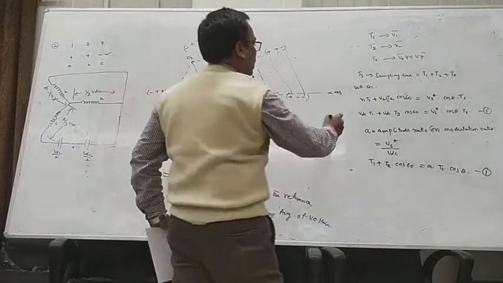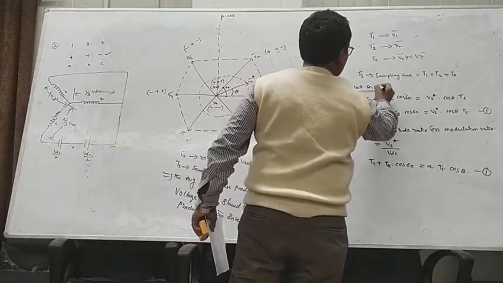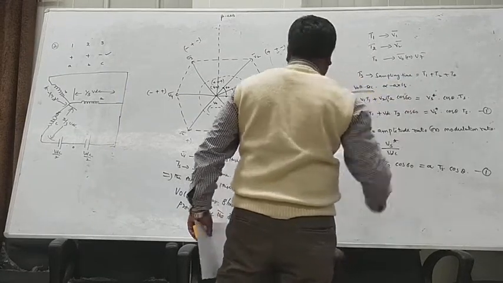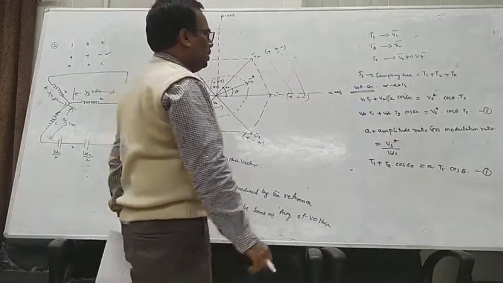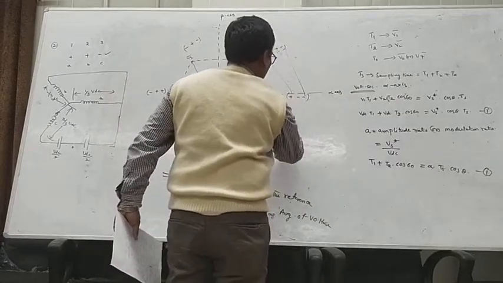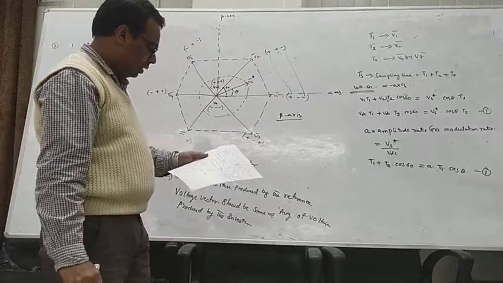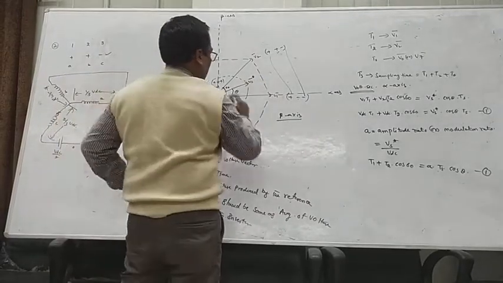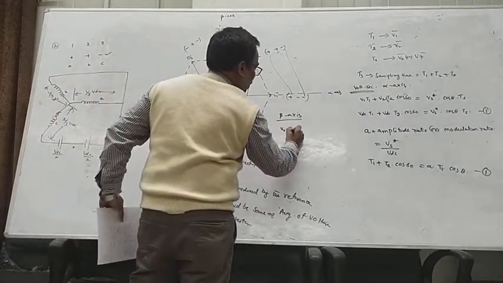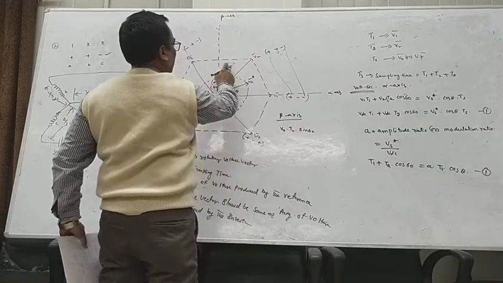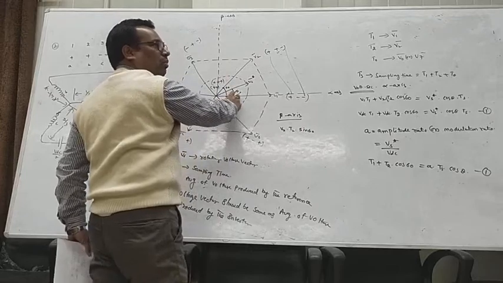So this is for when I am doing the volt second principle for the alpha axis. If I do the volt second principle for the beta axis, what will we do? This is V2 into T2 into sine 60. The beta component is the sine component, and this is the cos component.